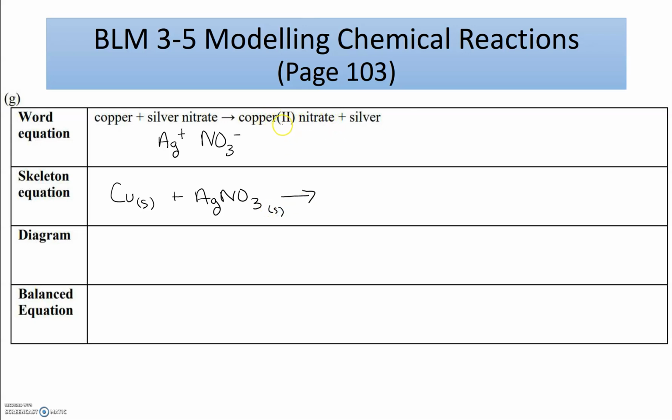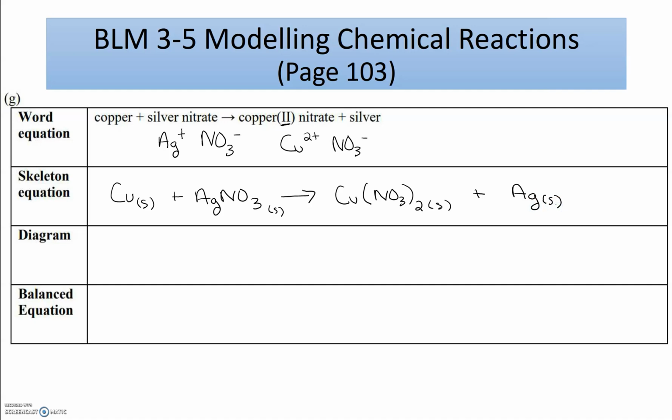Now copper(II), that Stock system Roman numeral tells me that the copper ion that we have is the 2+ ion, and I've got it paired with my nitrate. And so when I do my crisscross to get my neutral compound, I've got 1 copper cation, and I'm going to have 2 of the nitrate ions. And then I'm going to have silver by itself.